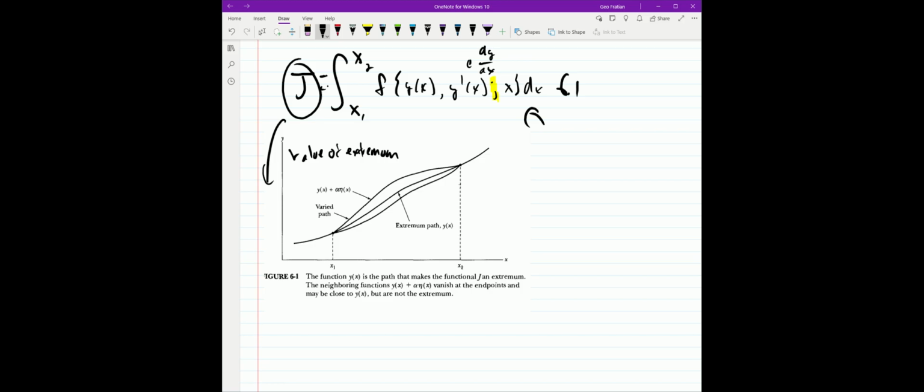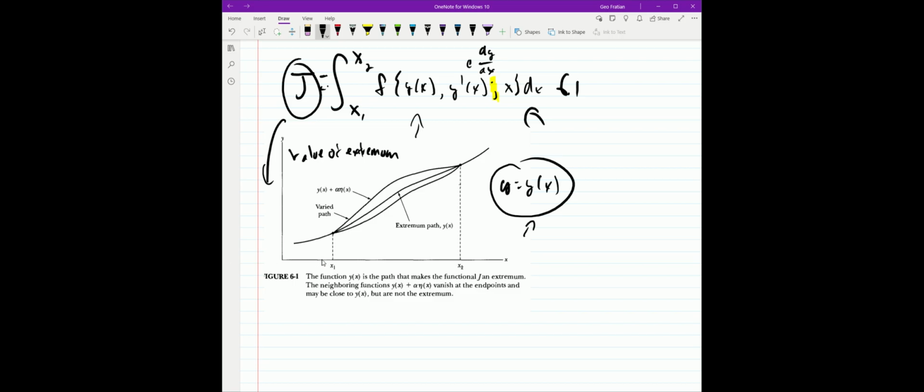Okay, and this means that if the function y equals y of x basically minimizes this integral, J, then any neighboring function, no matter how close to y of x, must make J increase. So if y minimizes J, if I have something that's very close to it, it has to make it increase because it's at a minimum.